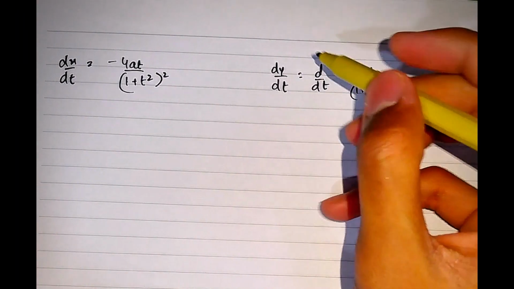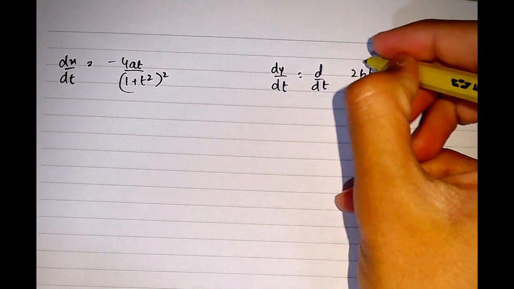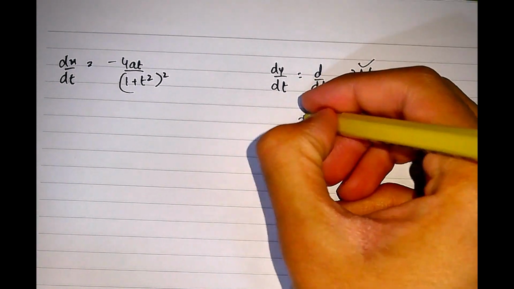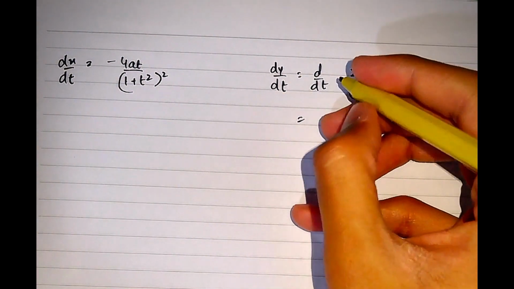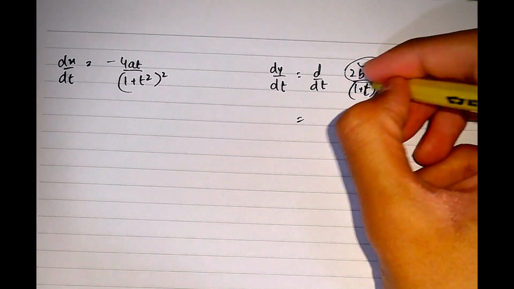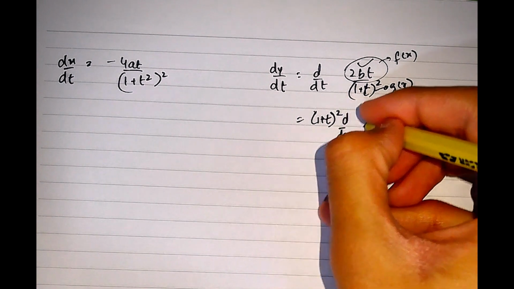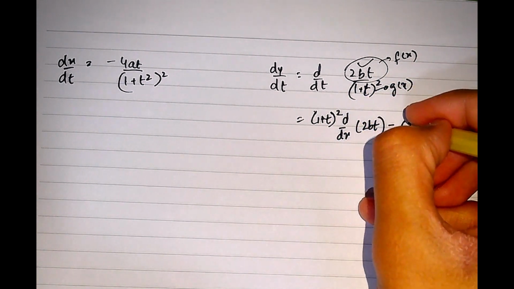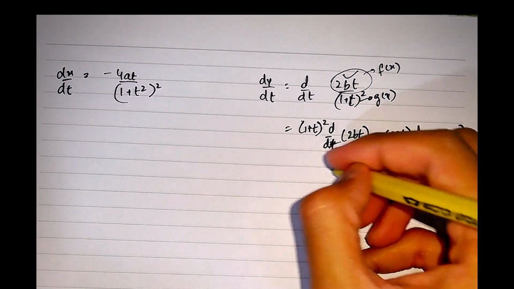Okay, now let's start solving dy/dt, the derivative of y with respect to t. Let's begin. Again, we have the multiplication and the division. So first of all, let's deal with the division. This whole thing would be my f(x) and this would be my g(x). So the second function as it is times the derivative of the first function, minus the first function times the derivative of the second function, divided by (1 + t²) whole square.